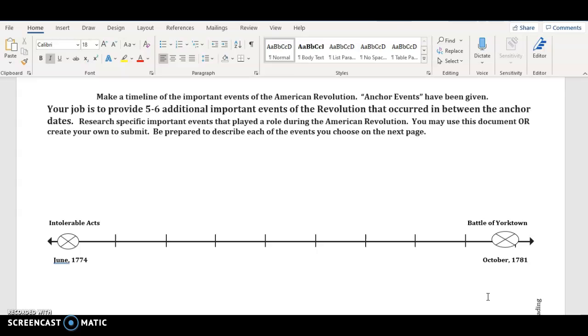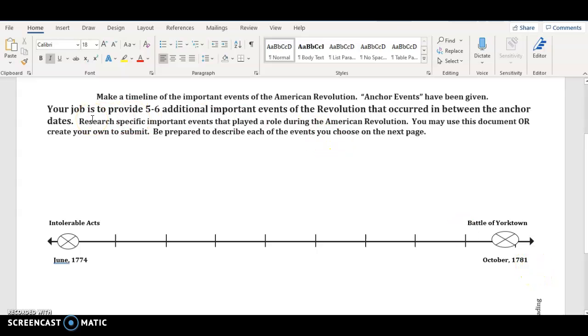make a timeline of the important events of the American Revolution. Anchor events have been given. What it means by anchor events is that we have given you 2 dates, one to start and one to stop. So you're thinking about any of the events that happened between the Intolerable Acts in June 1774 and the Battle of Yorktown in October 1781.